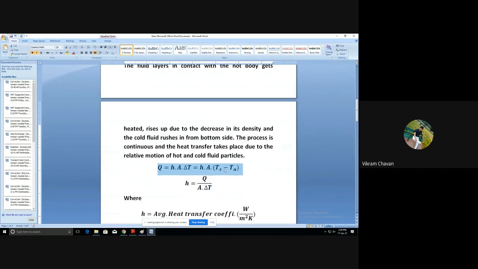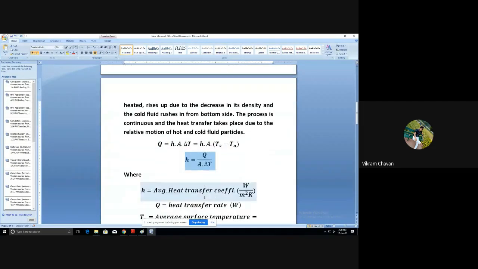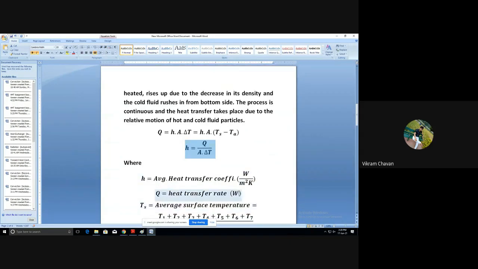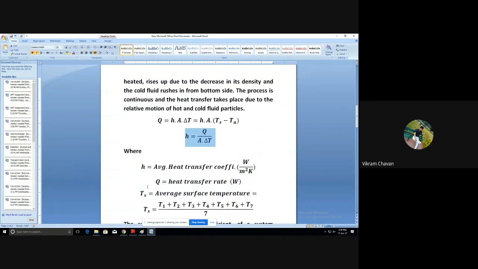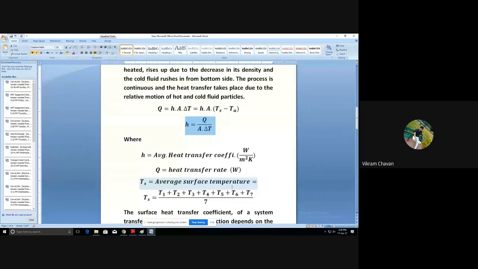We can formulate the heat transfer coefficient as h equals Q divided by A multiplied by delta T, where h is the average heat transfer coefficient, and its unit is watt per meter square Kelvin. Q is the heat transfer rate, in watts. Ts is the average surface temperature, so we have to take the average surface temperature. That is the addition of all the thermocouple temperatures divided by 7, which will provide you the average surface temperature, Ts.